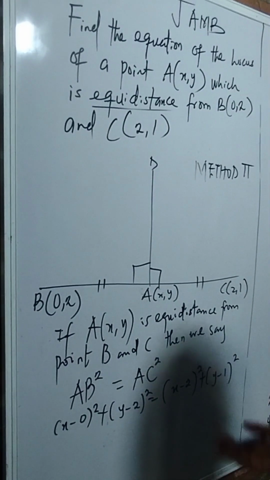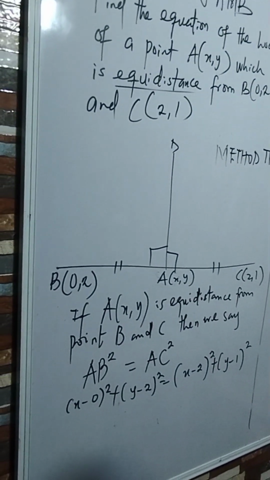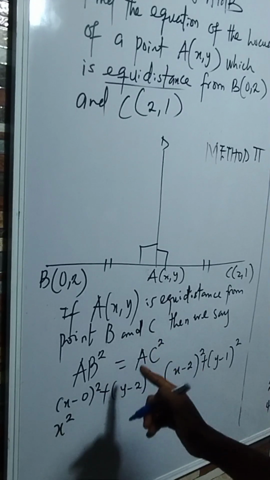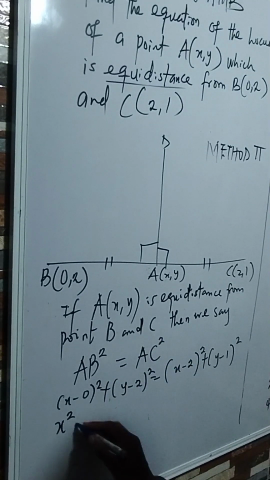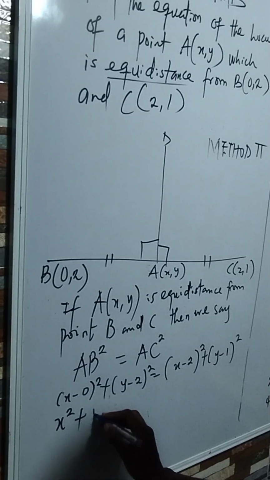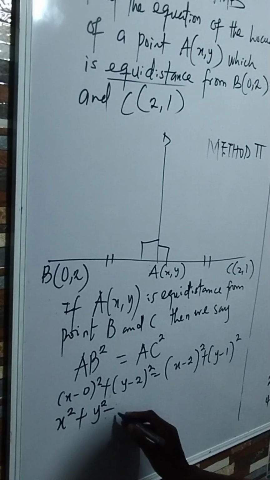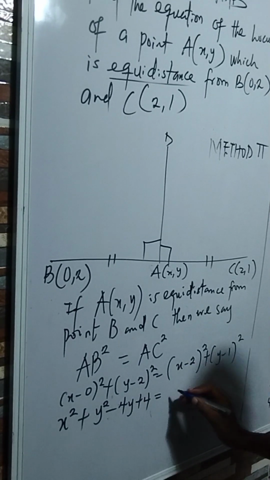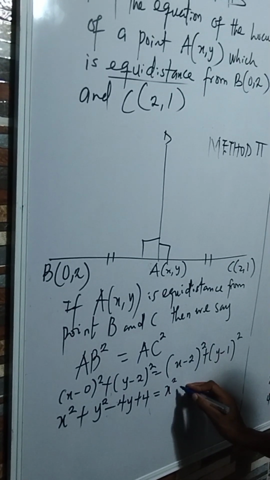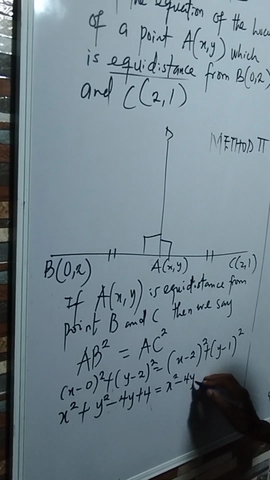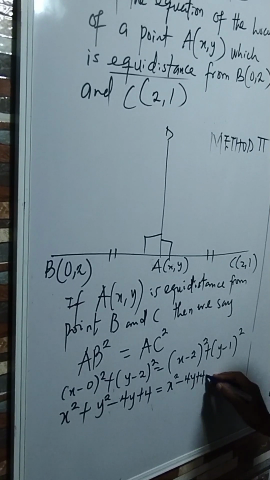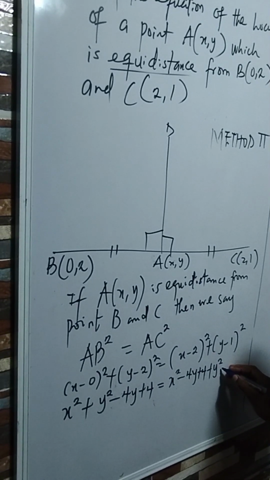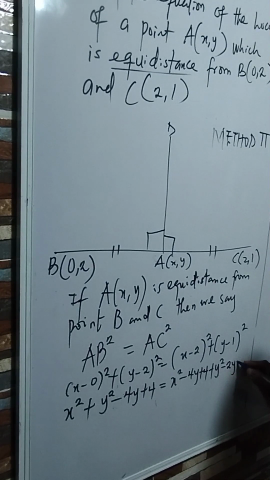If I open up the bracket of this one by expanding, we are going to have x square, because x minus 0 all square is x square, plus, opening up this one, y square minus 4y plus 4 equals x square plus minus 4y plus 4 plus y square minus 2y plus 1.